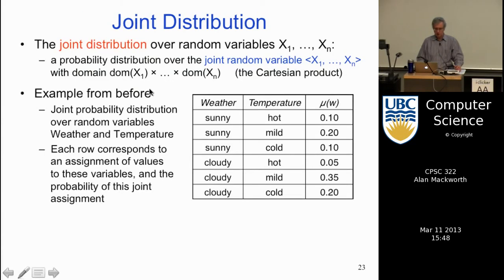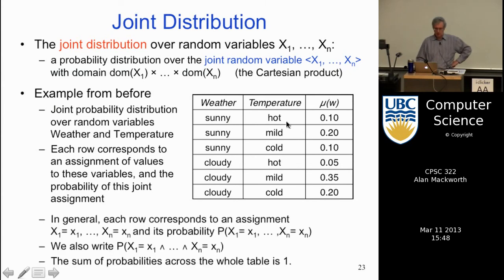So we've talked about joint distributions now. So you can jointly vary numbers together, right? Here we've jointly varied over 2 variables, weather and temperature. In general, the random variables x1 through xm will vary over the cross product, the Cartesian product of each of the domains, which is taking all possible pairings of values. So there's the joint probability distribution for the random variables weather and temperature, and each row corresponds to an assignment of values to the variables and the probability of this joint assignment. That's the simple case where we're only interested in the joint assignment. Okay? So that's the joint probability distribution.